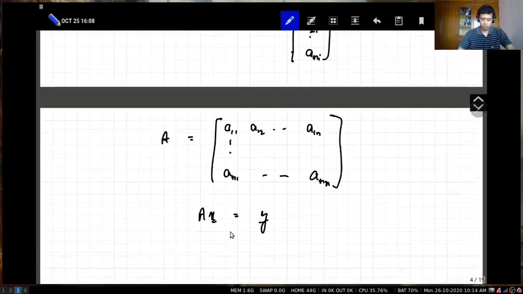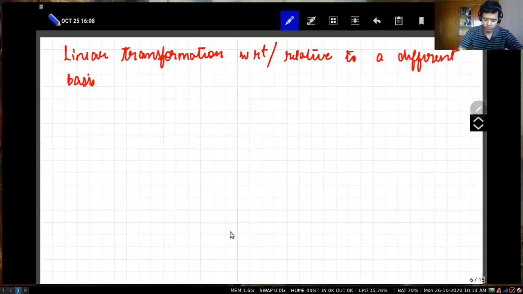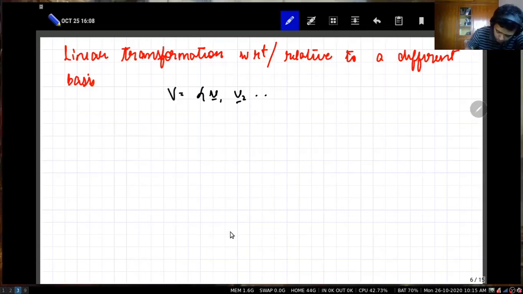Now, what if we want to study the linear transformation with respect to a different basis? So we want to see this relative to some basis other than the standard ordered basis. Let's suppose that we consider the basis which consists of vectors v1, v2 up to vn. This could be an arbitrary basis.